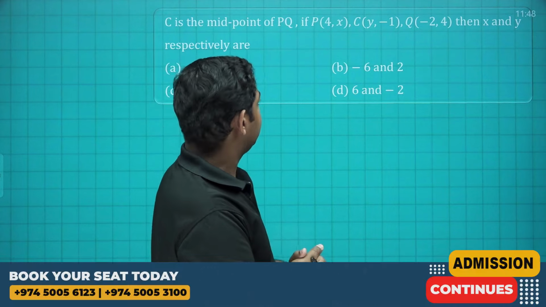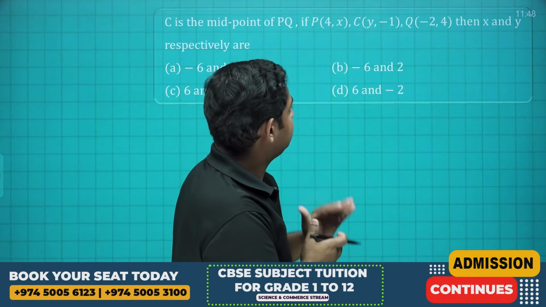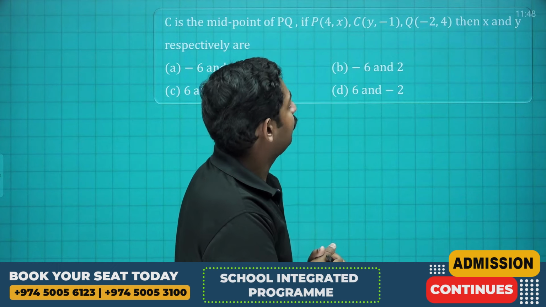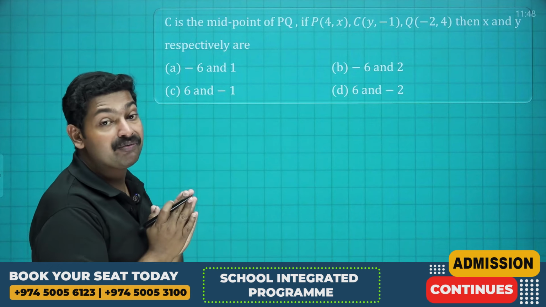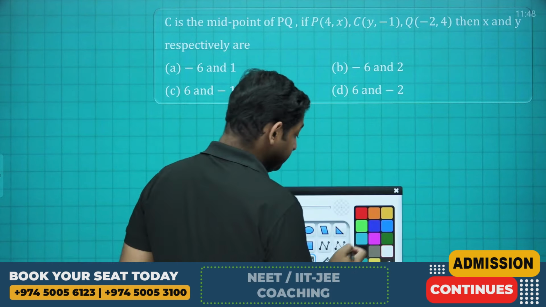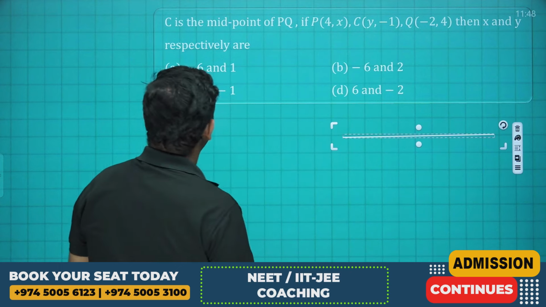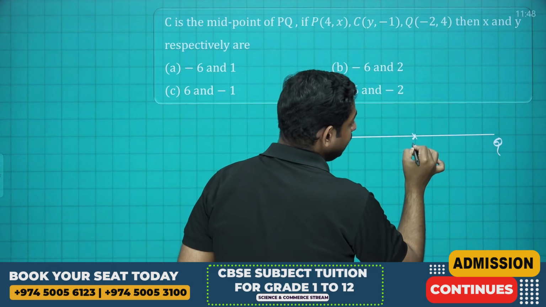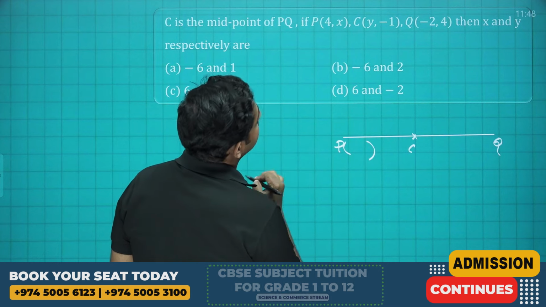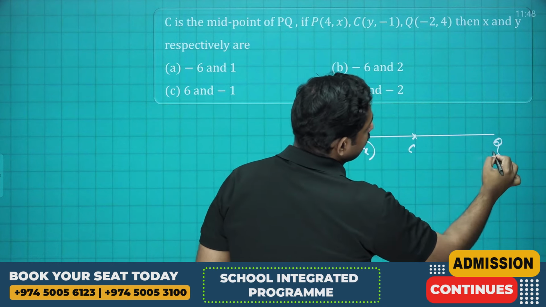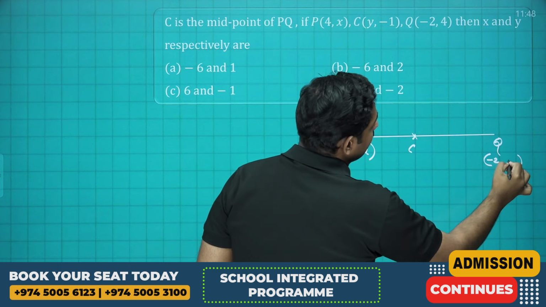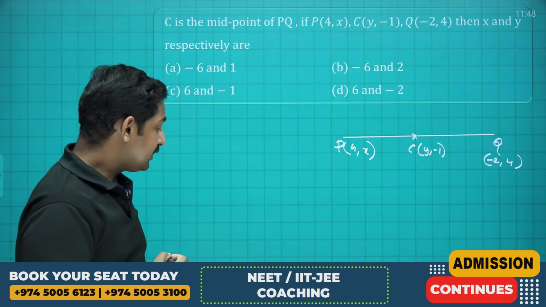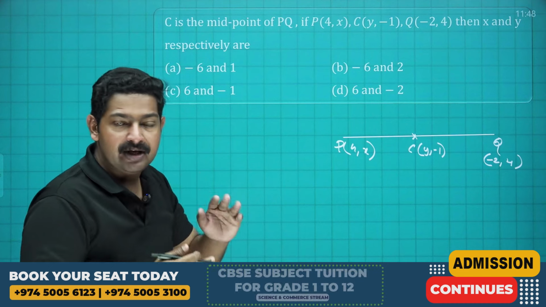C is the midpoint of PQ. P is given (4, x), C is given (y, minus 1), Q is given (minus 2, 4), then find the value of x and y. We need to get the value of x and y. So the line segment PQ is there, and C is the midpoint of PQ. So this is P, this is Q, and suppose this is the midpoint C. The coordinates of P are (4, x), the coordinates of Q are (minus 2, 4), and the coordinates of C are (y, minus 1). Since it is given that C is the midpoint, we can apply the midpoint formula.